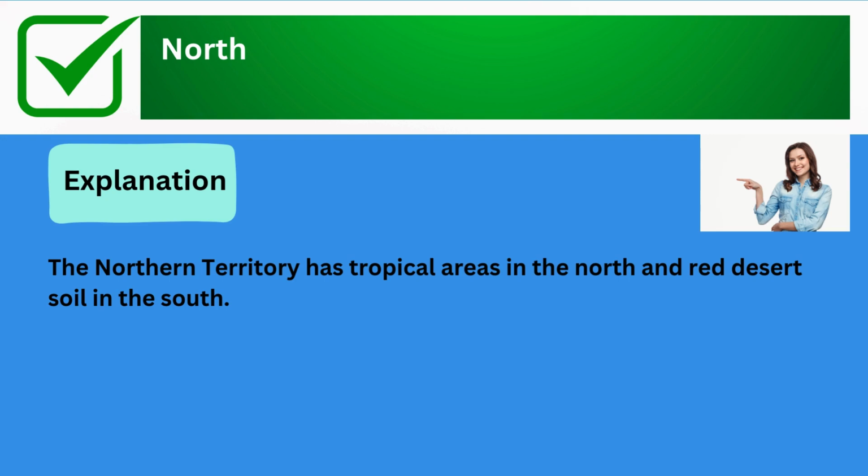The correct answer is north. Explanation: the Northern Territory has tropical areas in the north and red desert soil in the south.